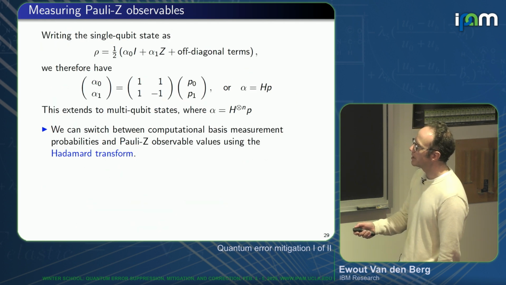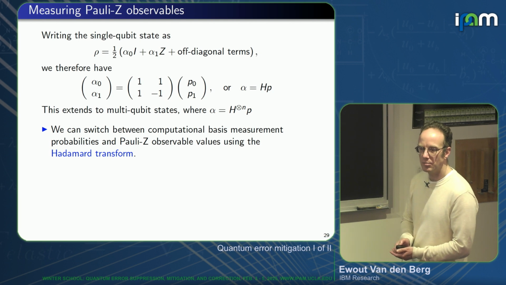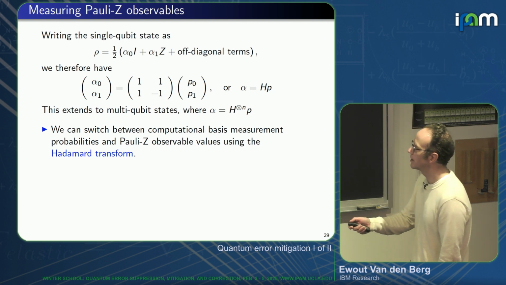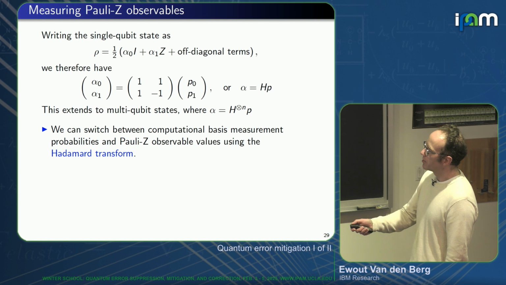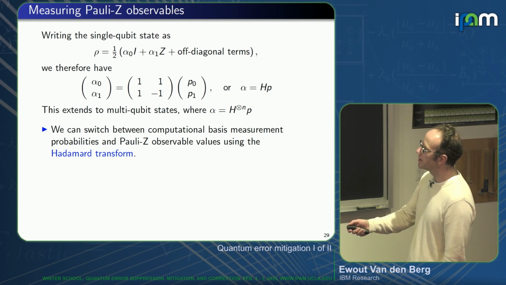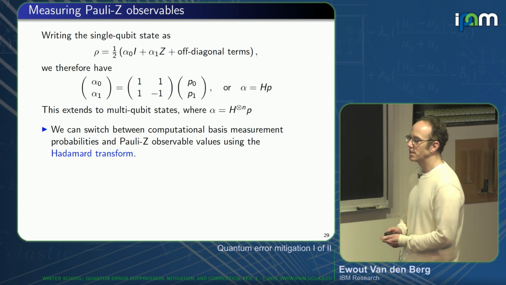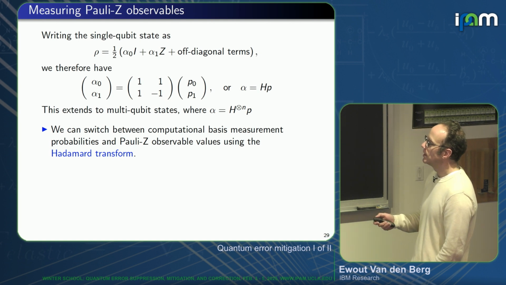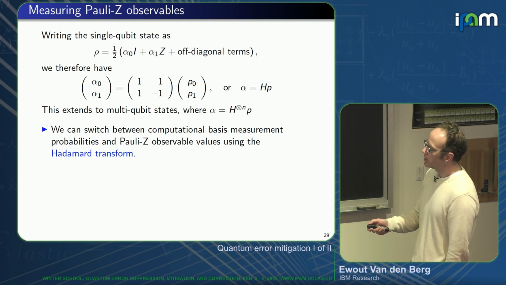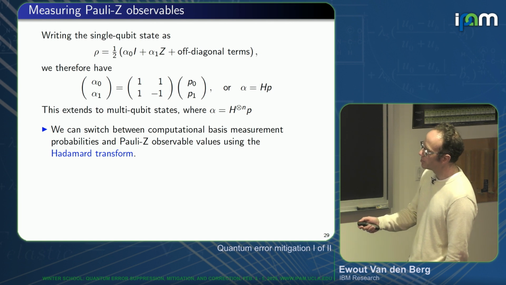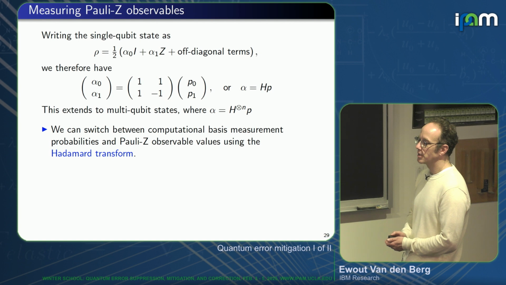And you can do the same in more qubits. But let's first write it like this. So the state can be written as a half, that's just normalization, of some alpha 0 times identity plus alpha 1 times Z plus off-diagonal terms. Let's just ignore them. All right? And so these alphas can be written as the sum of these probabilities, probability of measuring 0, probability of measuring 1, multiplied by the Hadamard matrix.